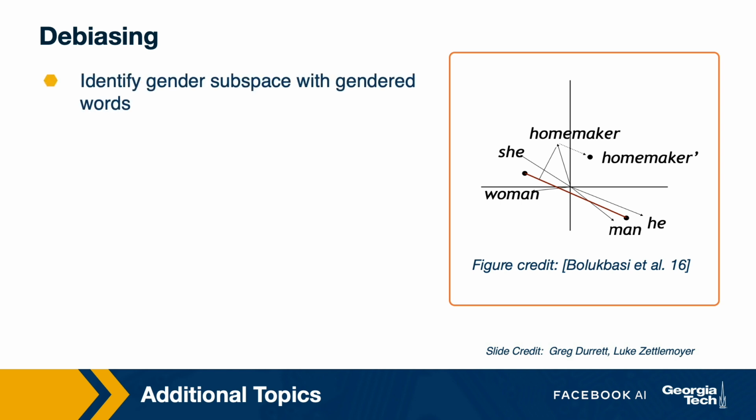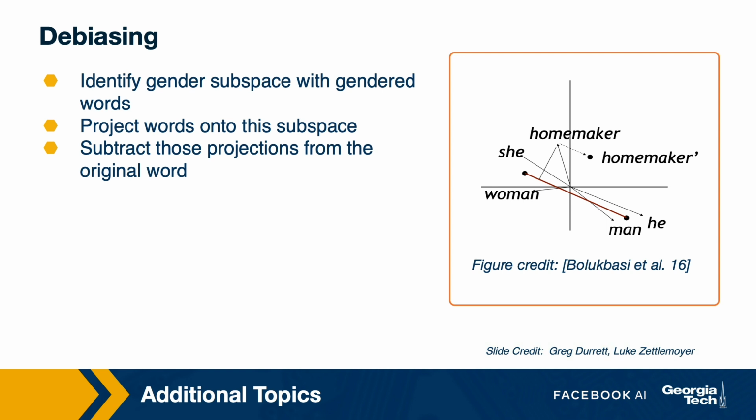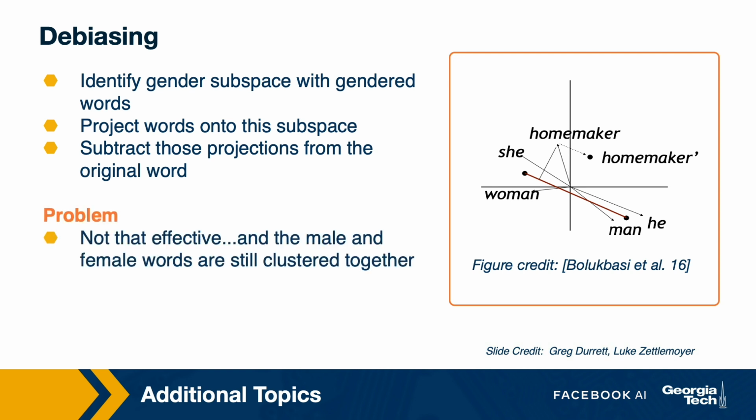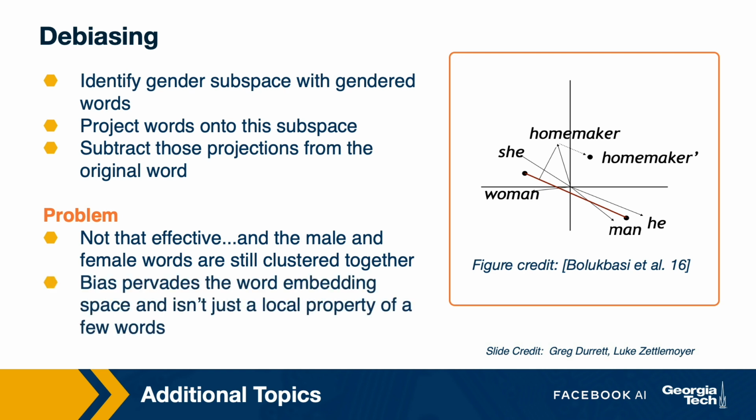Here's an overview. First, we identify the gender subspace with gendered words. Next, we project the words onto the subspace. We then subtract those projections from the original word. This is illustrated by the picture on the right. And there's still a problem with it. First, it is not that effective, as male and female words are still clustered together. Second, bias pervades the word embedding space, and it is not just a local property of a few words. There is a rich body of work studying biases in NLP models and debiasing techniques. Please check out the lecture on algorithmic fairness to know more about it.